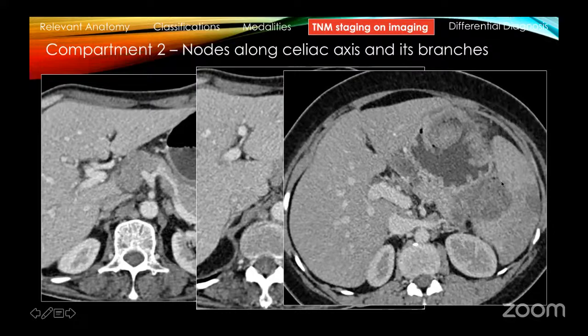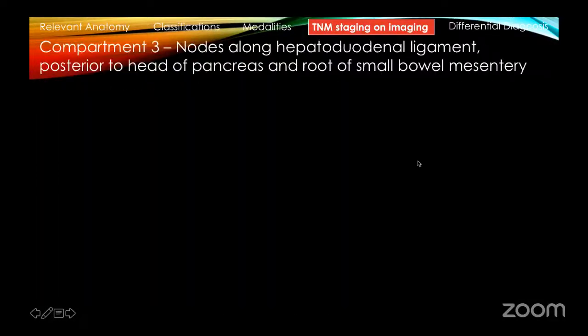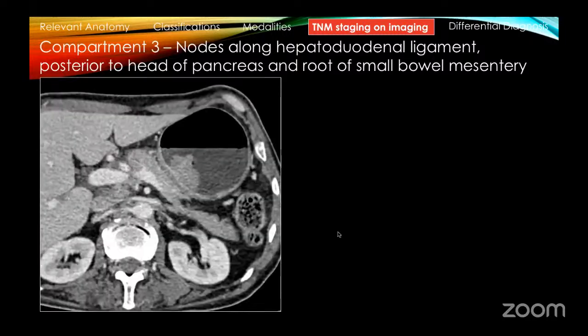And now this is of course a large mass and the bigger nodes along the perigastric region, as you can see. This of course is a T4 disease invading the spleen. Next we go to compartment 3, which are along the hepatoduodenal ligament, posterior, so retropancreatic, and along the root of the small bowel mesentery. So this is the pancreas, the body of the pancreas. This could be the head region or a section just inferior to that. And this is a large retropancreatic node that we see in this case of a CA stomach.